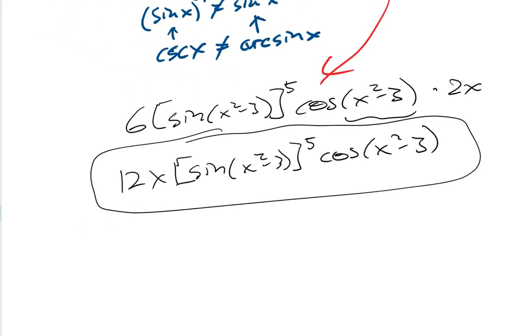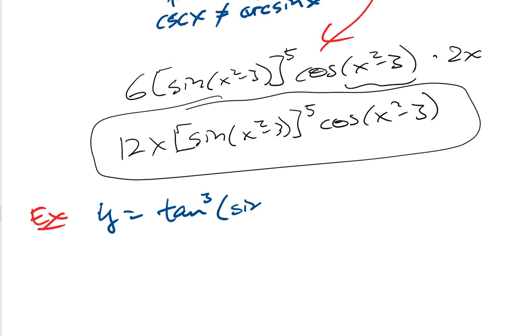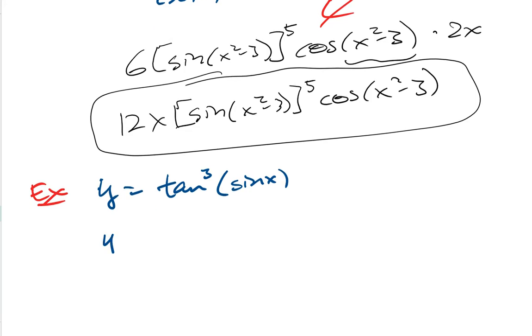Let's try another one. Let's maybe try tangent. So for example, let's say y is tangent cubed of sine of x. How about that? So y prime will be 3 tangent of sine of x.